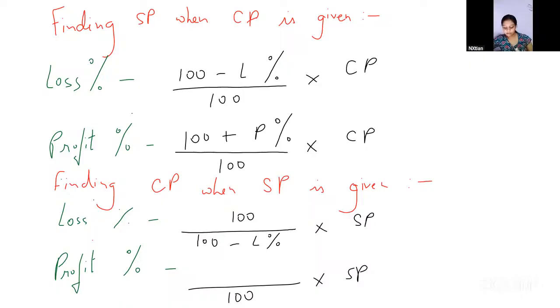Because see, in the above one, we are finding out the selling price, but in the lower one, we are finding out the cost price. So for the cost price, we divide 100 by 100 minus loss percent or 100 plus profit percent, because we are finding out the cost price. So for the cost price, it is reversed. Here 100 will be divided by 100 minus loss percent, or 100 will be divided by 100 plus profit percent.